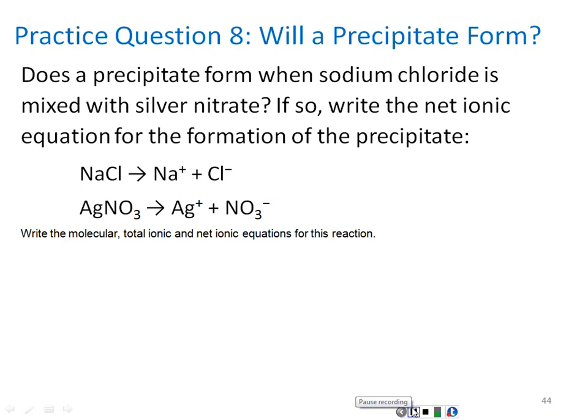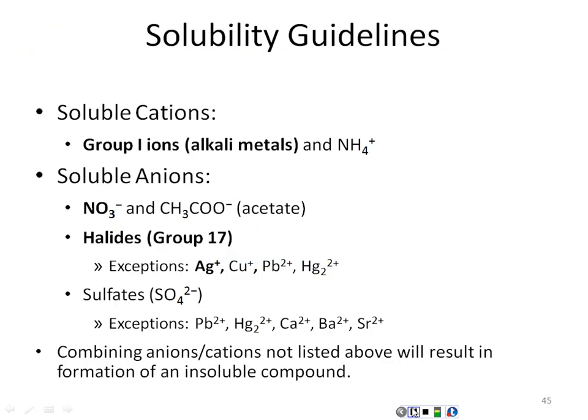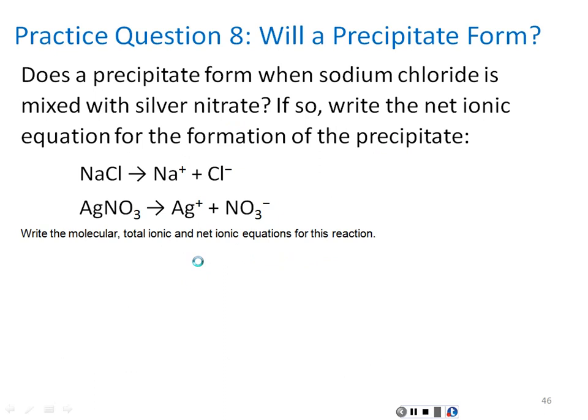So if you remember your solubility guidelines, group 1A ions, alkali metals, they're always soluble. A nitrate anion is going to always be soluble. Halides are usually soluble except when they're combined with certain cations, and one of those cations is silver. So in our case, silver and chloride, when they're mixed, they're going to form a solid precipitate.